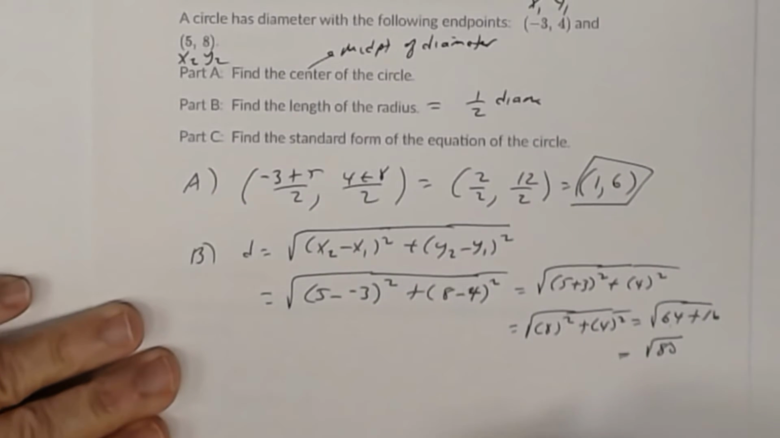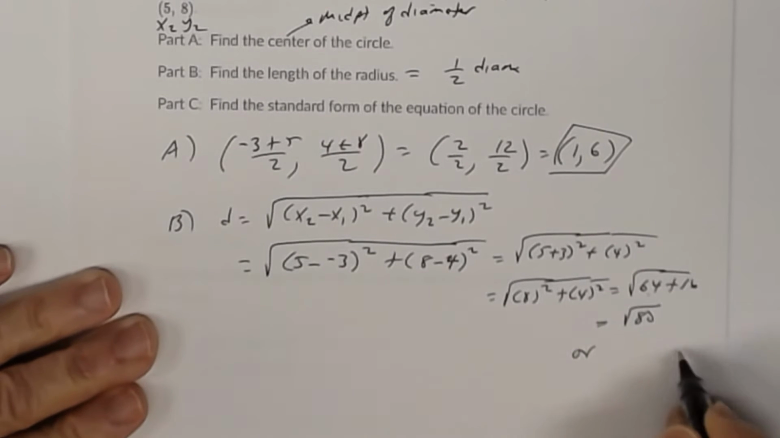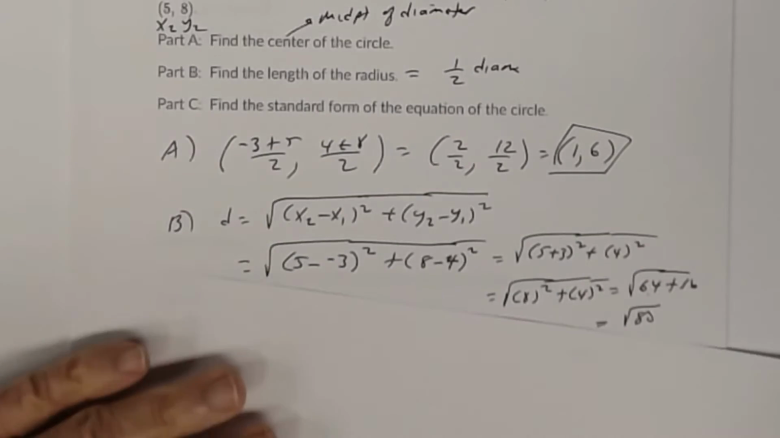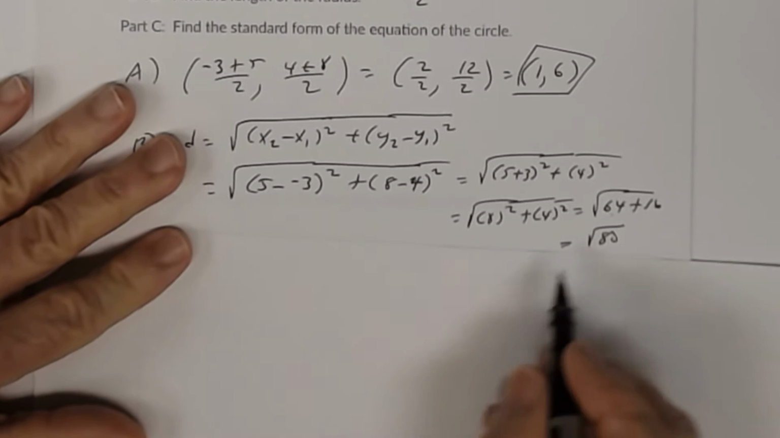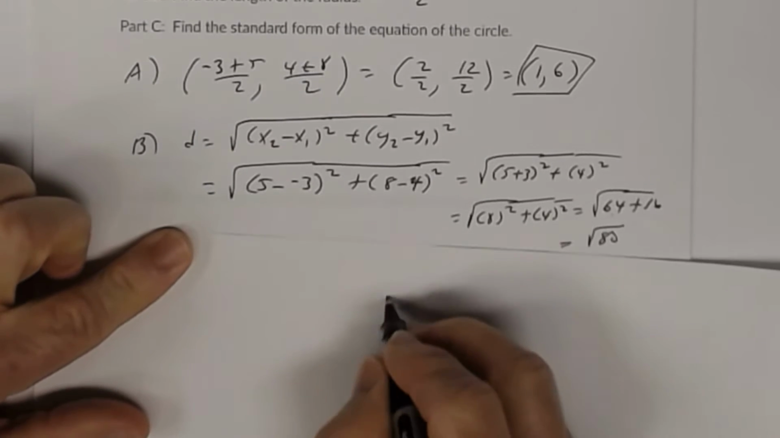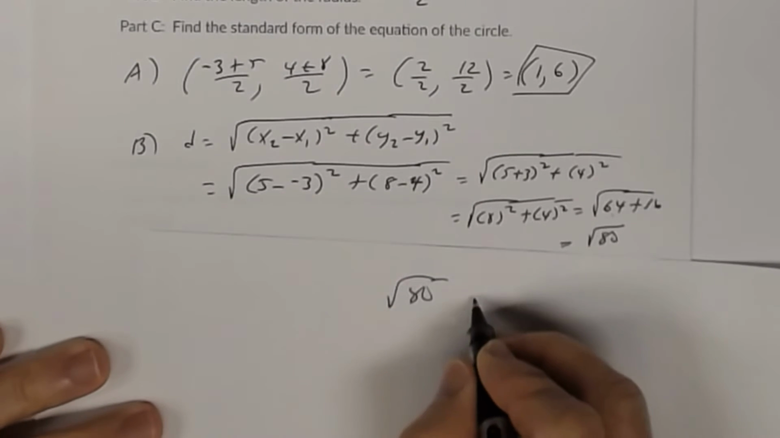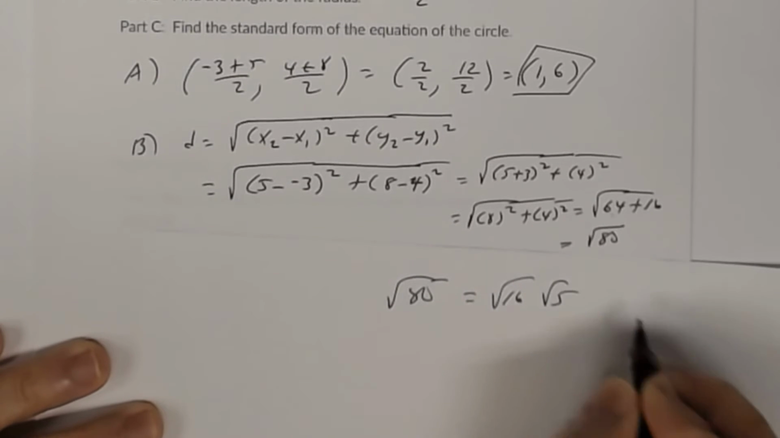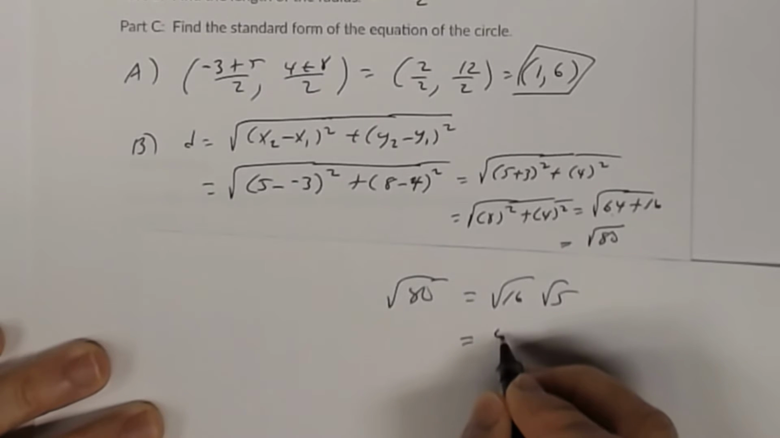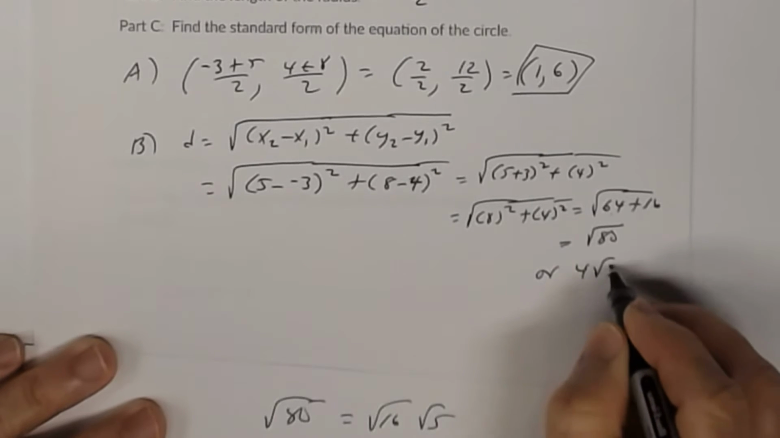Now, you can simplify this if you want to. So the square root of 80, if you want to simplify it, I would leave it like this for right now, because remember, that's the diameter, so be careful. That's the length of the diameter. So the perfect square that goes into 80 is 16. So it'll be the square root of 16 times the square root of 5, and the square root of 16 is 4. So you get 4 square root of 5. So that's the length of the diameter.